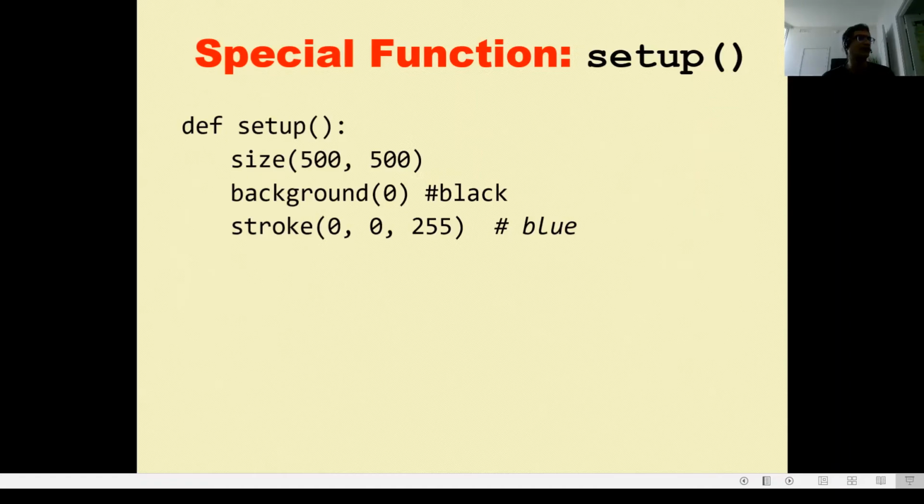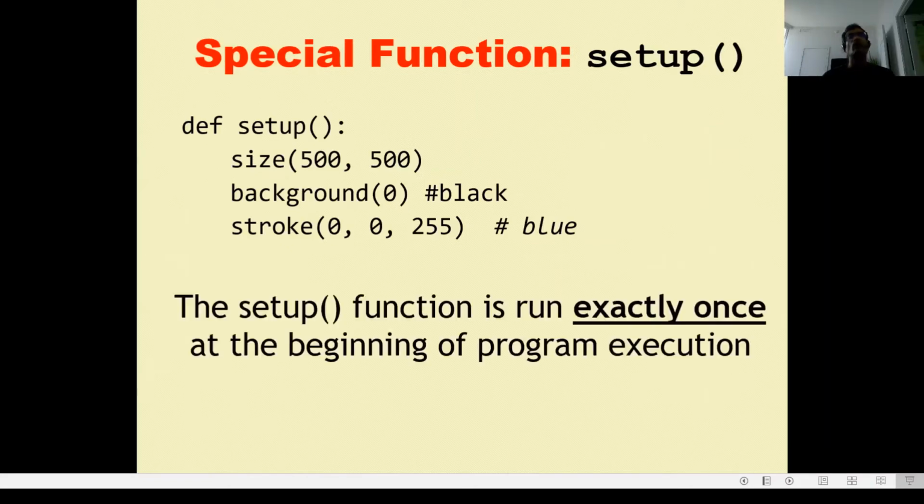And then I can say, make my stroke 0, 0, 255, RGB, red, green, blue, right? You specify your color. In this case, I'm saying I want a blue pen. Make my stroke, which is the stroke color, 0, 0, 255. And you're done. But the most important thing you want to remember is that the setup function is run exactly once and only once at the beginning of the program execution.